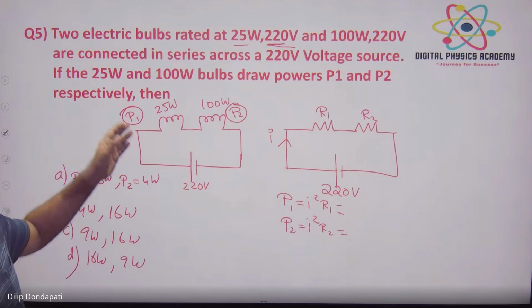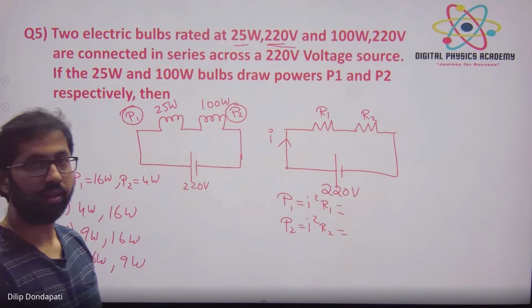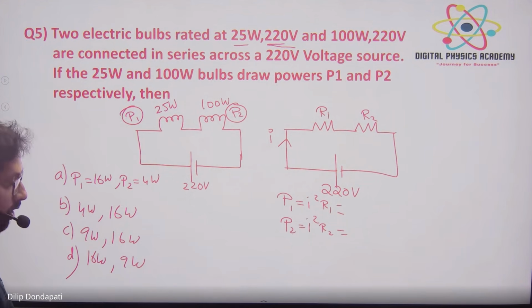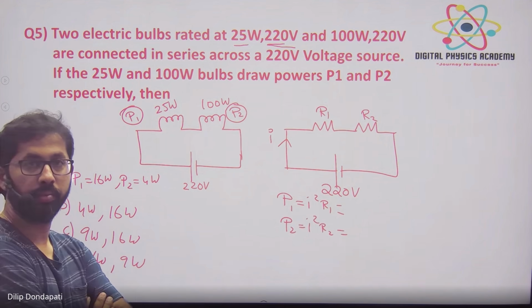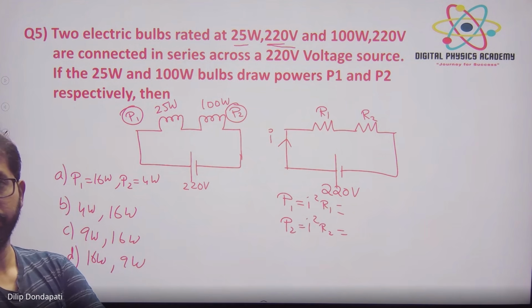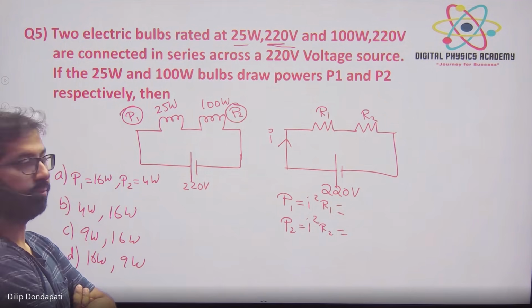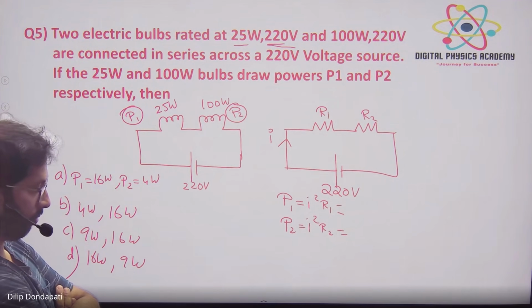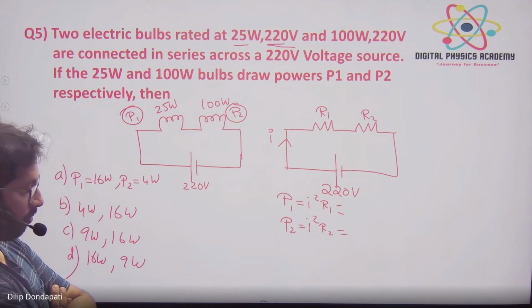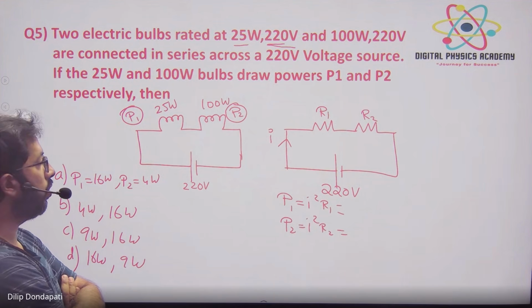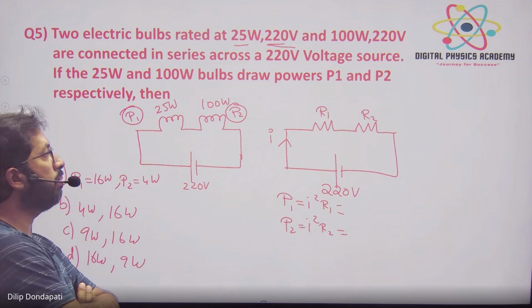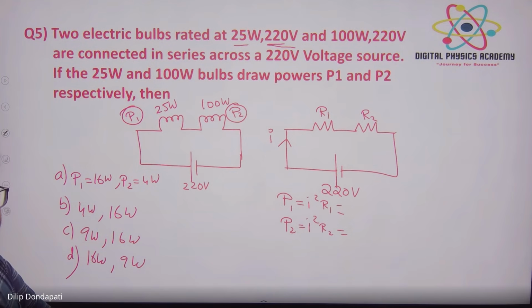Power will be dissipated in the resistor only, right? In the bulb. So find the resistance of the first one and the second one. How much is it? Use R equal to V square by P. Find R1. Similarly use V square by P and find R2.